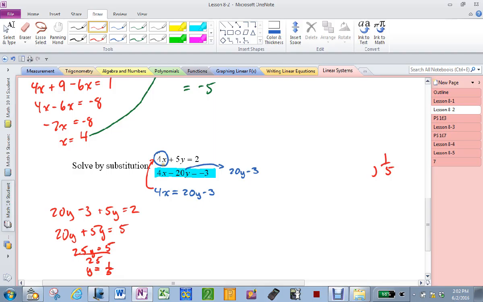Now, we're stuck with that fraction, aren't we? But look over here. All I need is an x, correct? This is a y, right? Is there somewhere that y can go that will get rid of that fraction? Is there somewhere I can put this 1/5 for a y that will make the fraction disappear?